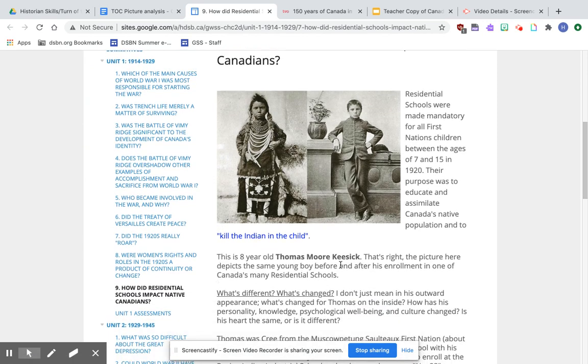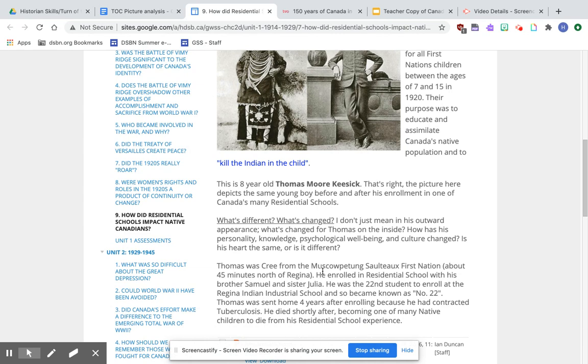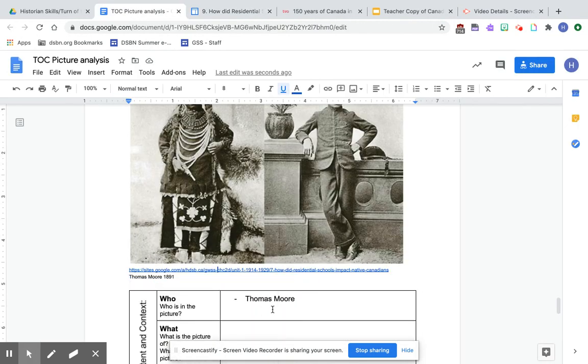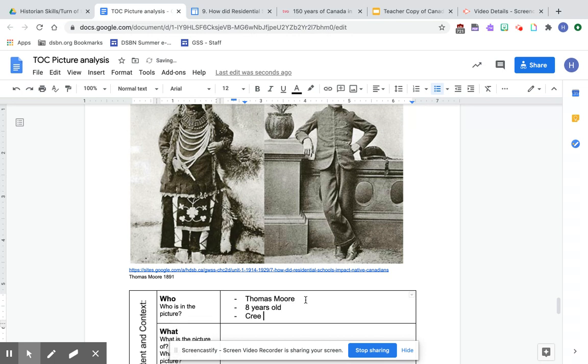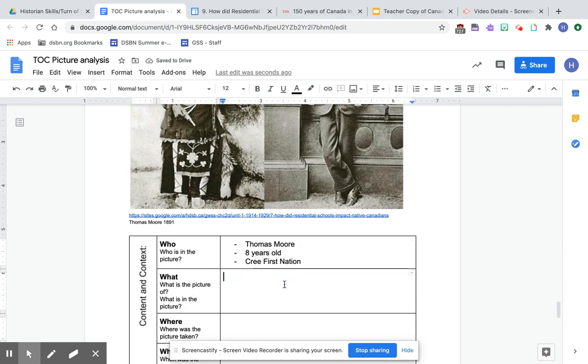So he was 8 years old. I believe he was Cree, from the Cree First Nation. And he was enrolled in residential school. So we can add that information. So he was Thomas More. We know he was 8 years old. We know he was from a Cree Nation.